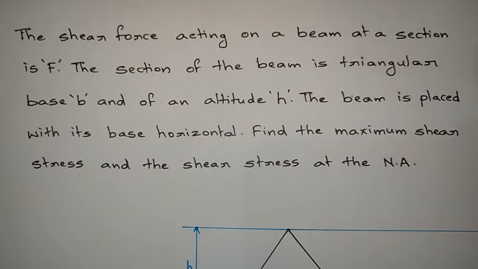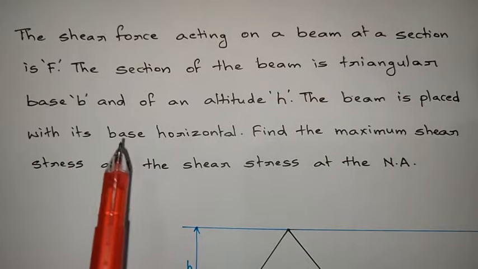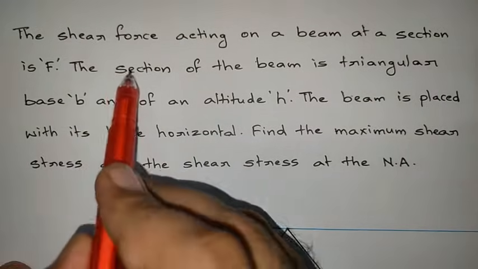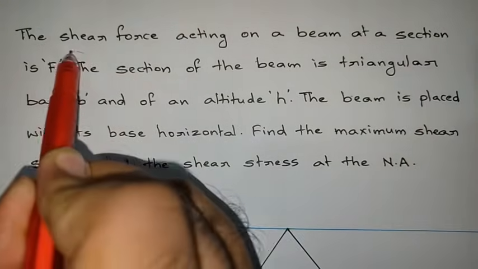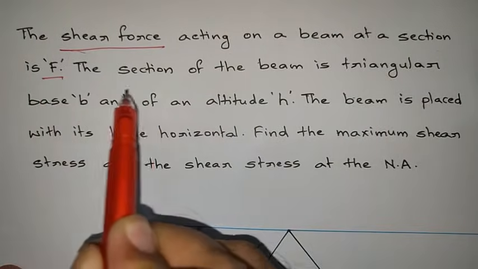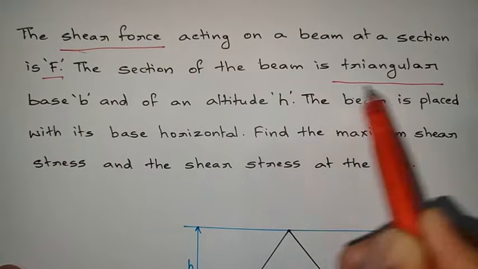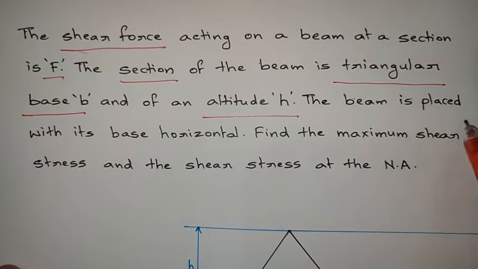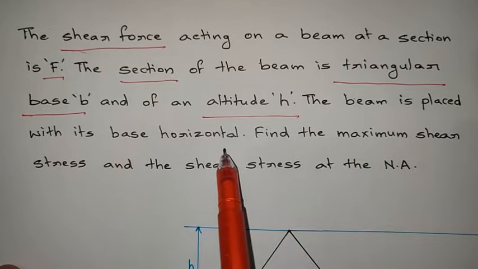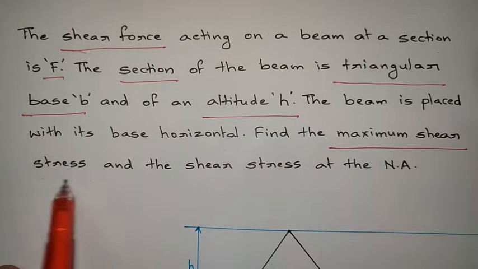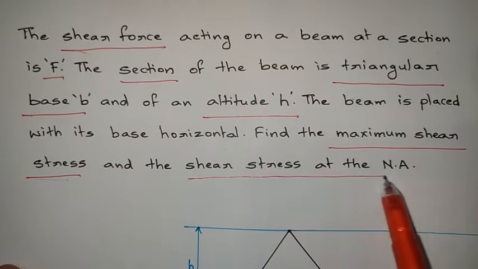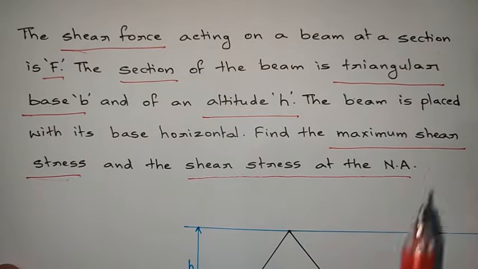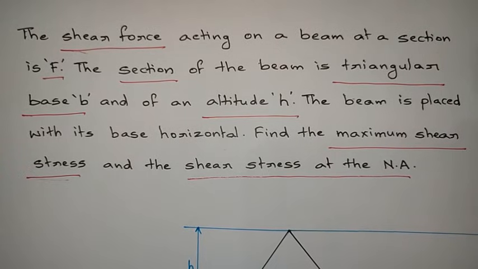Okay. So here see the problem. The problem is given just like a problem. The shear force acting on a beam at a section is F and the section of the beam is a triangle of base B and altitude H. The beam is placed with its base horizontal. Find the maximum shear stress and shear stress at a neutral axis. So neutral axis దగ్గర ఎంత shear stress ఉంటుంది, maximum shear stress values ని find out చేయమని.